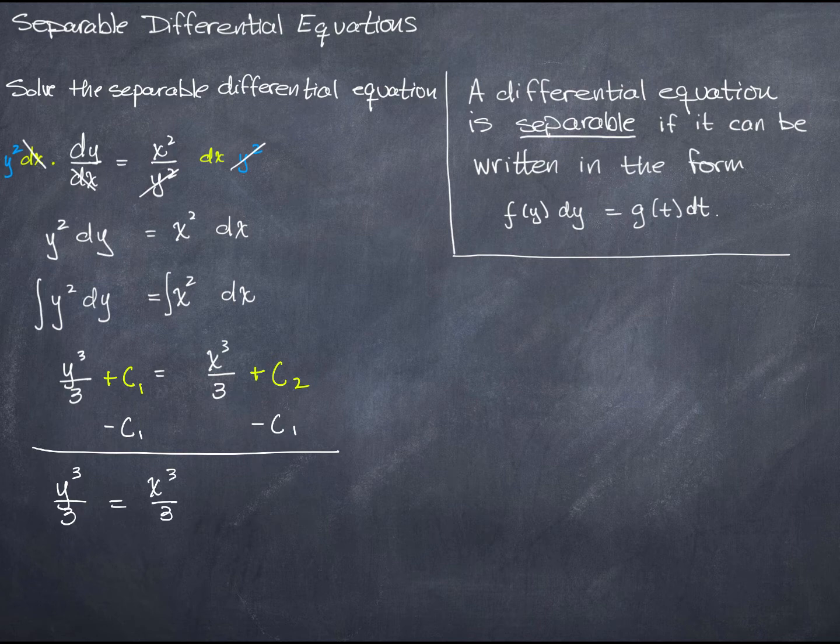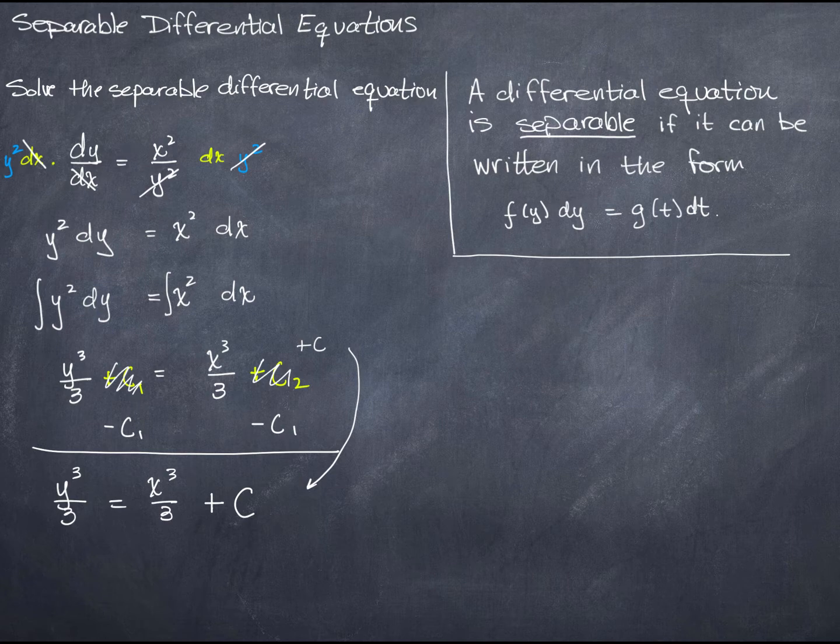Well, you take one constant and add it to another or subtract another, you still just get a constant. So I'm just going to call it c. In fact, I could have done that up here. I could just have said plus c, and I'd have ended up with the same thing. So now I have y cubed over 3 equals x cubed over 3 plus c.